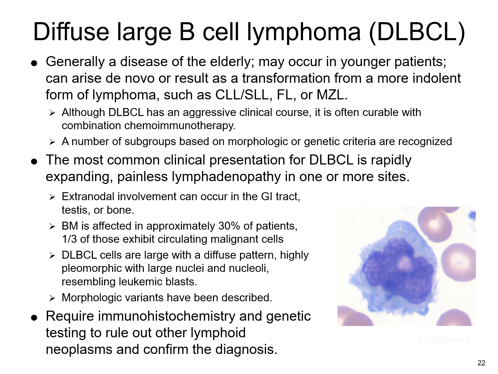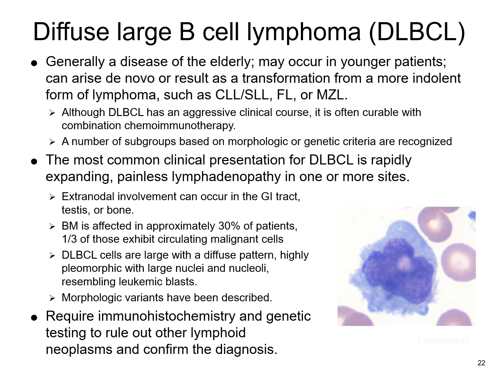Diffuse large B-cell lymphoma is the most common form of non-Hodgkin's lymphoma, and it represents about 25 to 30% of all cases. It's generally a disease of the elderly, but you can see it in younger patients. It can arise on its own or as a result of a transformation from one of the less aggressive forms of lymphoma. Although it has an aggressive clinical course, it's often curable with a combination of chemotherapies. A number of the subgroups are based on morphological and genetic criteria.